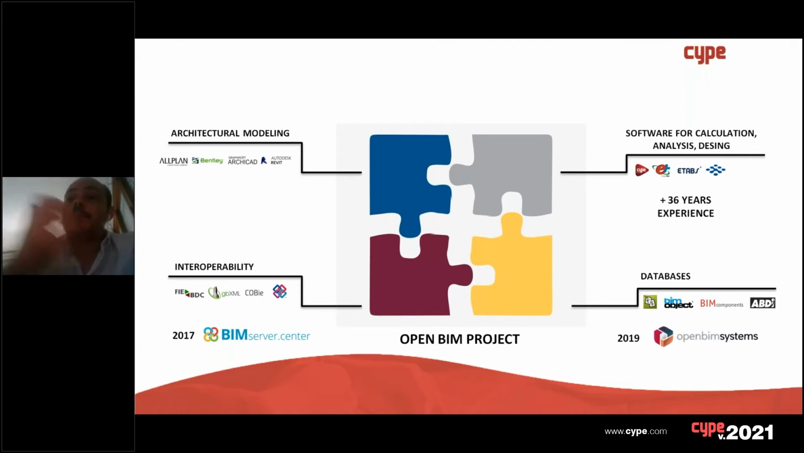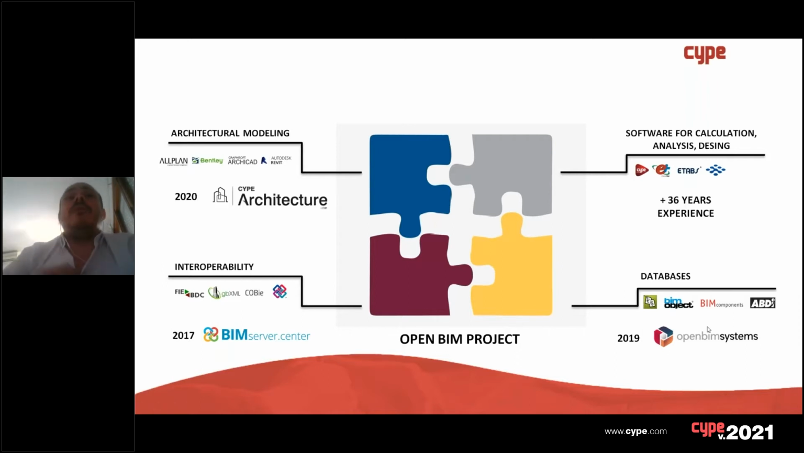We can say that in 2019, we launched a new brand that is called Open BIM Systems, where you can find the products of manufacturers from the architecture, engineering, and construction sector inside of our software. So they are free tools that you can download from BIMserver.center. So the Open BIM Systems are free tools that you can download from BIMserver.center and use this information to generate your Open BIM project. Okay.